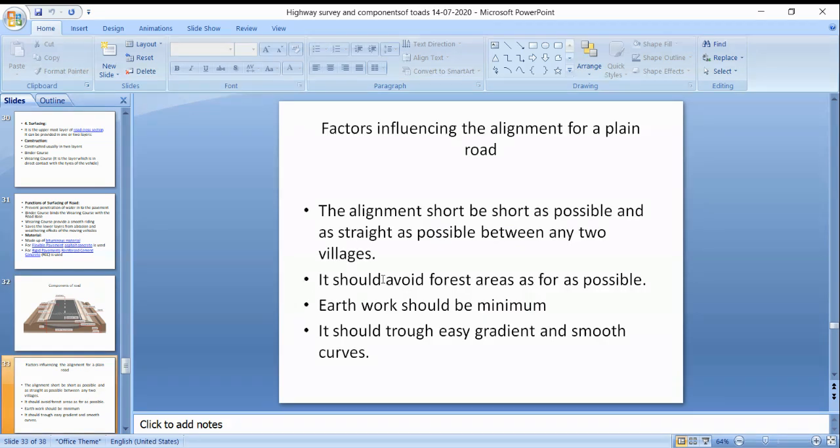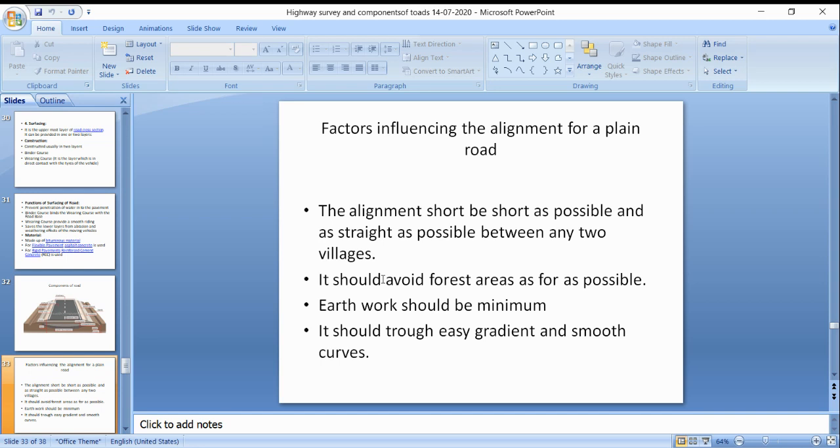So this is about the component parts of a road. We have seen the different studies and surveys for the construction and laying of the alignment, and we have studied the component parts also.